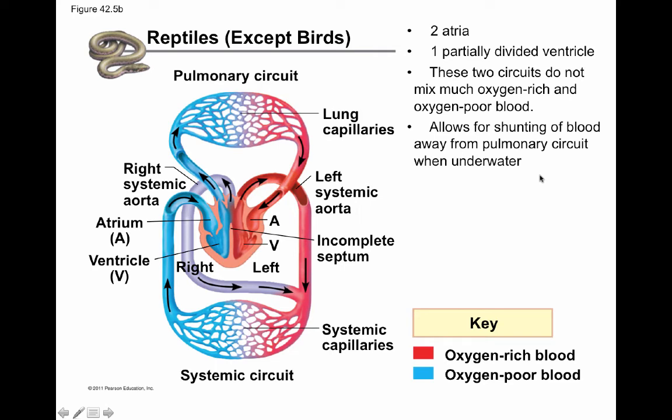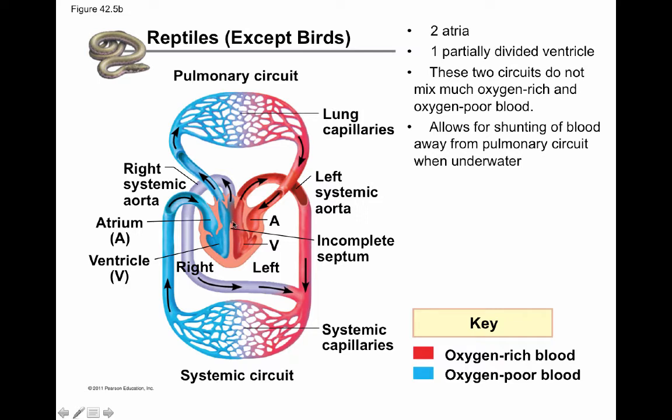Reptiles, not including birds, they have a 3-chambered heart, which is almost a 4-chambered heart. So they have 2 atria and 1 ventricle that's mostly separated but not entirely. So we call it an incomplete septum or partial septum. And so what this means is there's a little bit of mixing, but not very much at all. So this makes a lot more efficient heart.